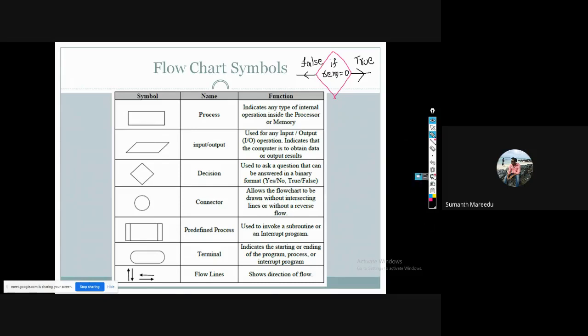Okay, and next one is the connector. The purpose of this connector is for when there is a possibility of the lines getting intersected. That means you are writing a flowchart algorithm like this. You have a processing statement here, and you have a decision making statement here. And from this processing and this decision making statement, you have a line getting overlapping.